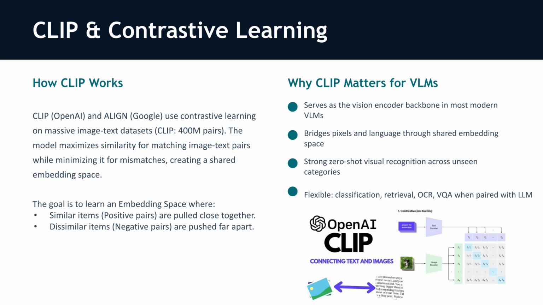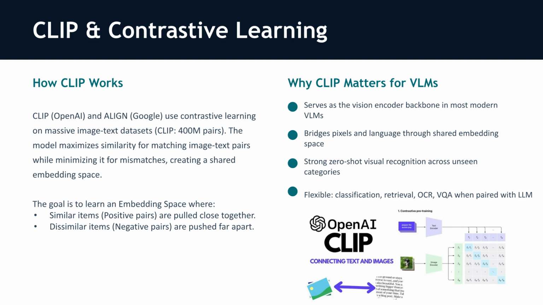The idea is simple but powerful. The model learns to maximize the similarity between matching image-text pairs while minimizing similarity for mismatched pairs. This creates a shared embedding space where images and text live together. The result is zero-shot transfer. The model can perform tasks it was never explicitly trained on by matching images to textual descriptions.